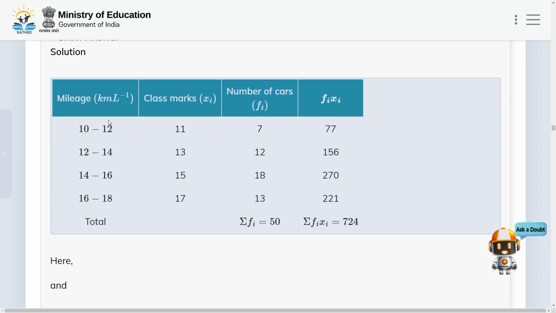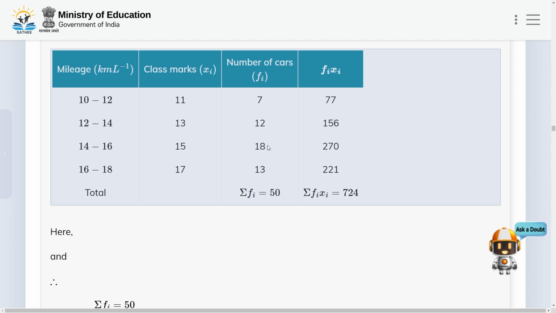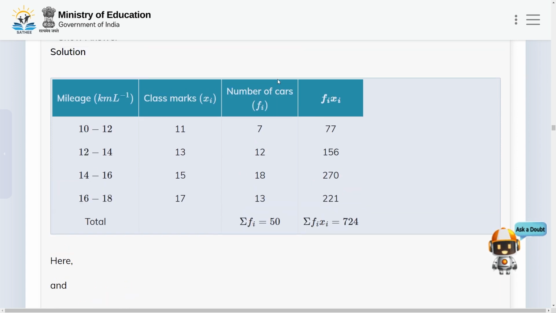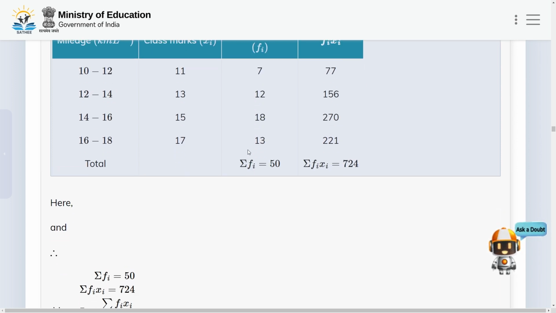For the class 10 to 12, the class mark xi is 11 and the number of cars is 7, so fi xi is 7 into 11, that is 77. For the class 12 to 14, the class mark xi is 13 and the number of cars is 12, so fi xi is 156. For the class 14 to 16, the class mark is 15 and the number of cars is 18, then fi xi is 270. For the next class, the class mark xi is 17 and the number of cars is 13, and fi xi is 221. Now the total number of cars is summation fi, which is 50, and summation fi xi is 724.